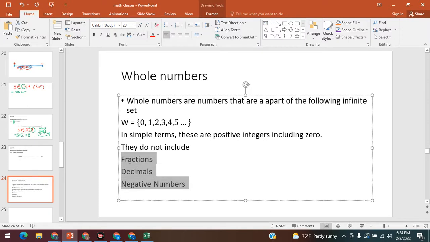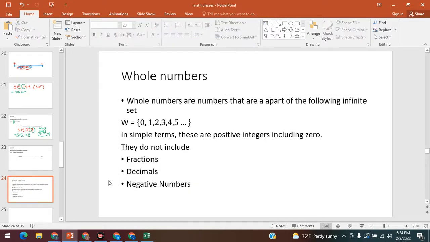Okay, that's what a whole number is. So whole numbers start from 0, go to 1, then 2, then 3, all the way up to infinity. Basically they are your positive integers, but they also include 0. Now there are no fractions as whole numbers, decimals are not considered whole numbers, and negative numbers are not considered to be whole numbers. Okay, so this is a working definition of whole numbers. Okay, are we good?